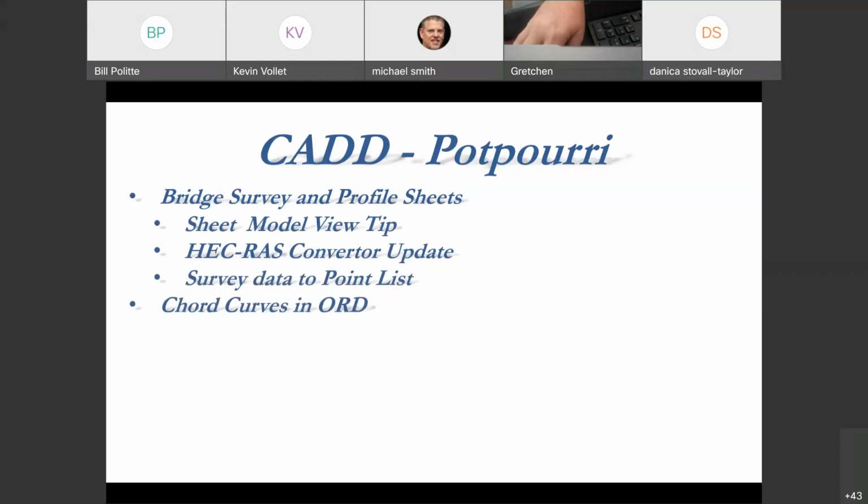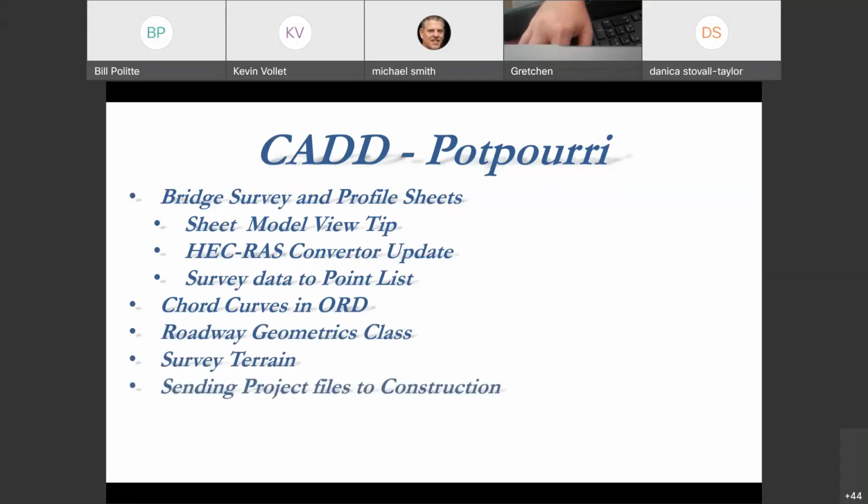Then we're going to talk about chord curves. We've updated a few districts already, and we've seen a couple of issues with chord curves. We're going to talk about the Roadway Geometrics class. It's an old class that we used to have, and we've brought it back to life again, and we'll talk about that for a little bit. We're going to talk about creating survey terrains. This will work on all terrain creation, but there was an issue in ORD with creating terrains, and we came up with a slightly different procedure, and we'll show you that.